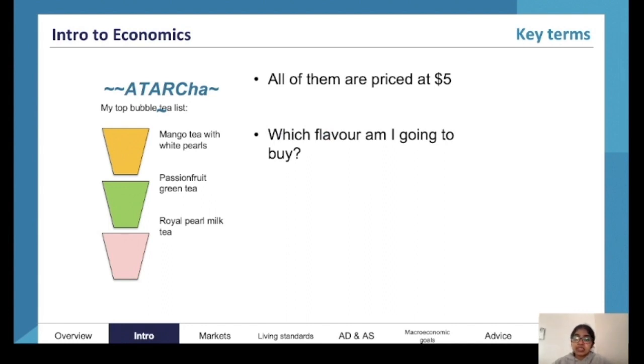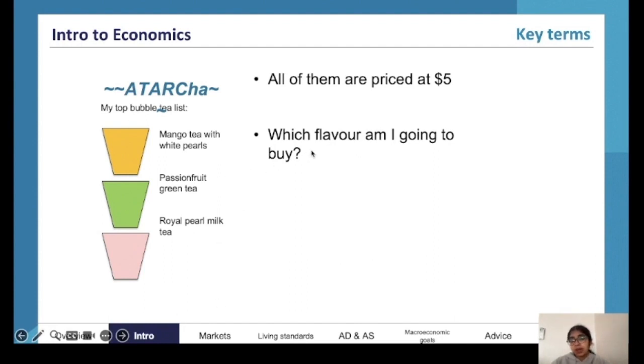Now I need to decide which I am going to buy. Obviously the one I'm going to buy is the one that I value the most. Even though they're priced at $5, my favorite tea is the mango tea with white pearls, so I might value that at $10, because that's how much it's worth to me. But I really don't like passion fruit green tea, and I might value that at $1. And the royal pearl milk tea, I'll say that's $5 to me. That's the value I assign to these teas.